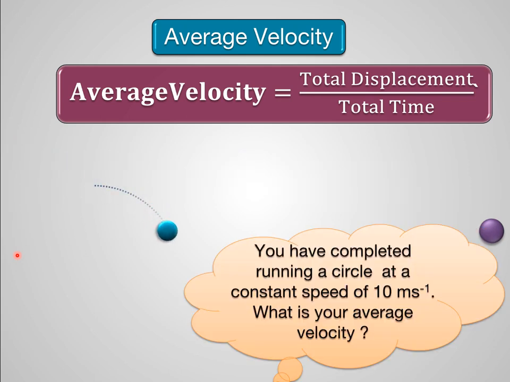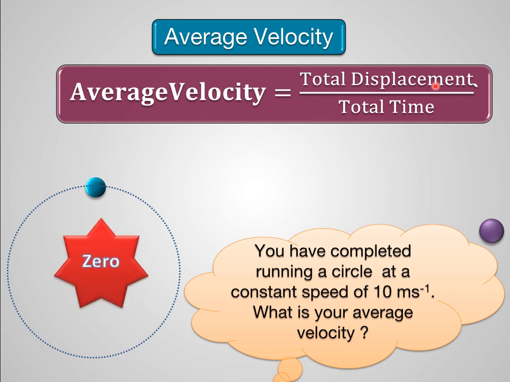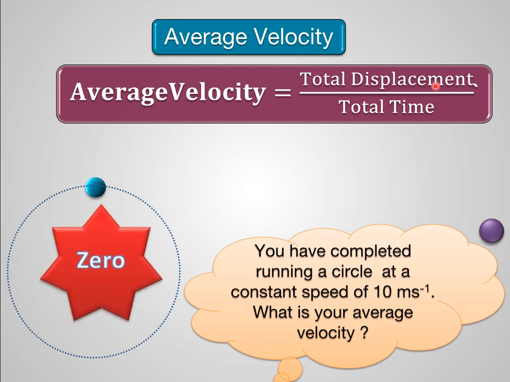One example: if you have completed one circle, what will be your average velocity? The equation is there. Average velocity is total displacement over total time. But here, the total displacement is already 0 because you are coming back to the same point. That means your average velocity will be 0. So however fast you run in a circle, finally your average velocity will always be 0.